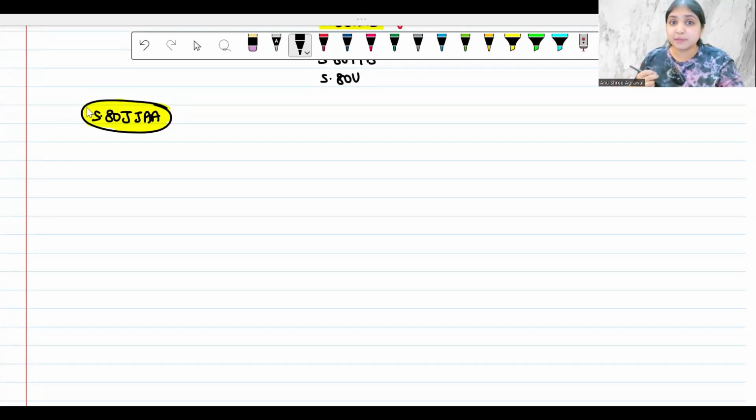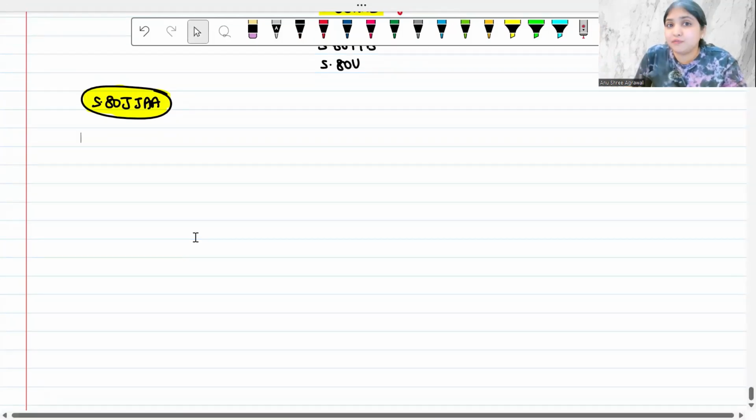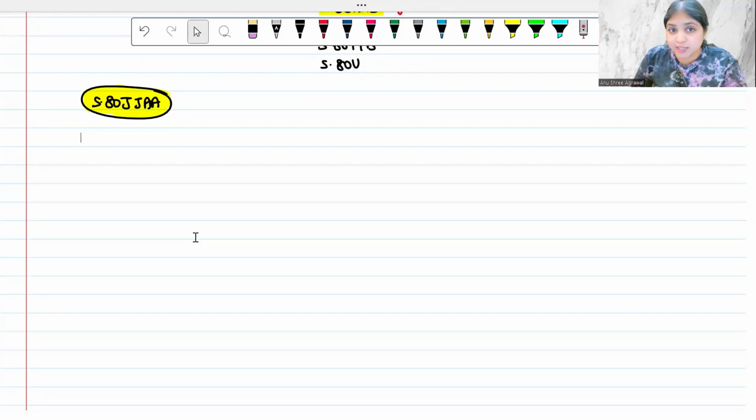Section 80JJAA gives a very big benefit to the assessees, but it also puts too many conditions on the assessees. So if the assessee fulfills all these conditions, then my assessee will be able to enjoy a big, huge benefit under 80JJAA. First, let's talk about the conditions.